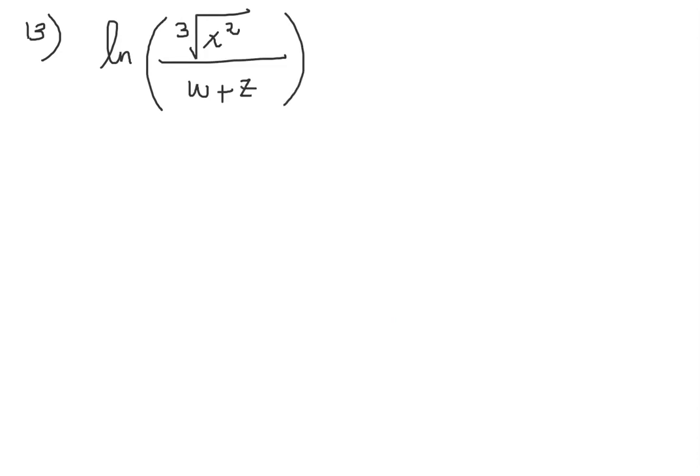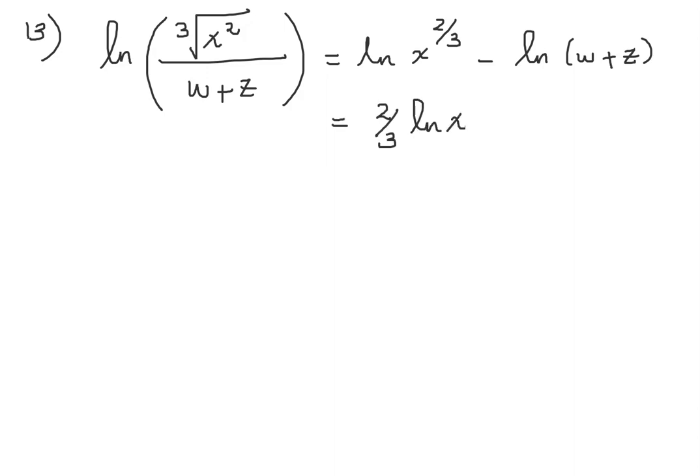So number 13. We have ln of, so it's going to be ln of x to the power 2/3 minus ln of, there is no, we cannot separate the w and z, and all we have to do is apply the power rule, bring the power to the front.